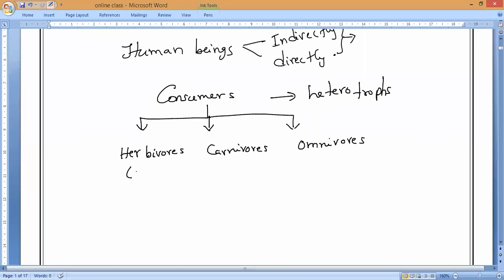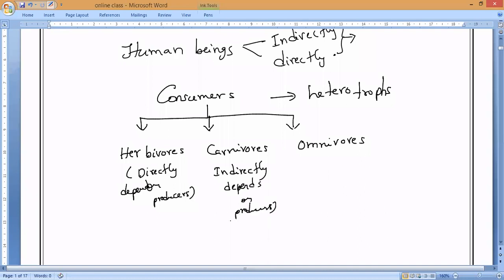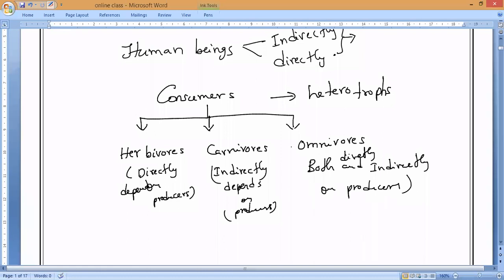Herbivores are those which directly depend on producers. Understand? Directly depend on whom? On producers. So that is what we call herbivores. Those that indirectly depend on producers are called carnivores. Next, those that depend both directly and indirectly on producers, we call omnivores. So this is the classification of consumers.